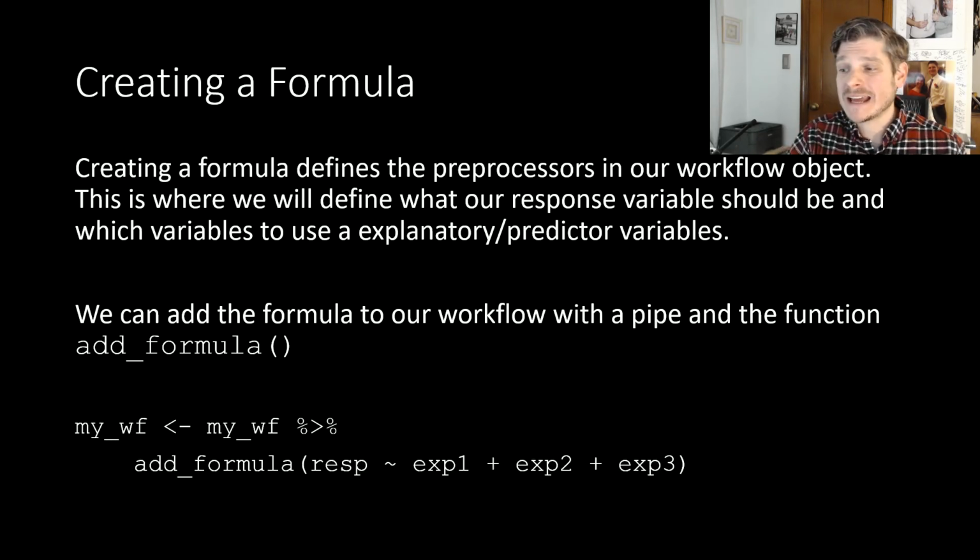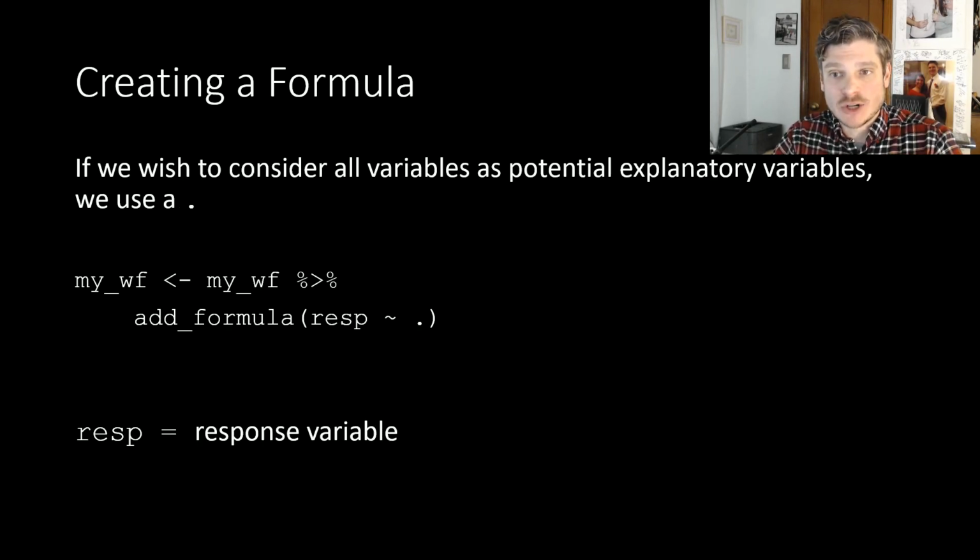When we pipe it into add formula, we are going to use the tilde idea, where it's response tilde and then my explanatory variable. It might be one explanatory variable, or it might be three explanatory variables like I have here, however many explanatory variables you want to use as your predictors. And again, sometimes it is useful to use multiple predictors. We're going to include all of those in that add formula function.